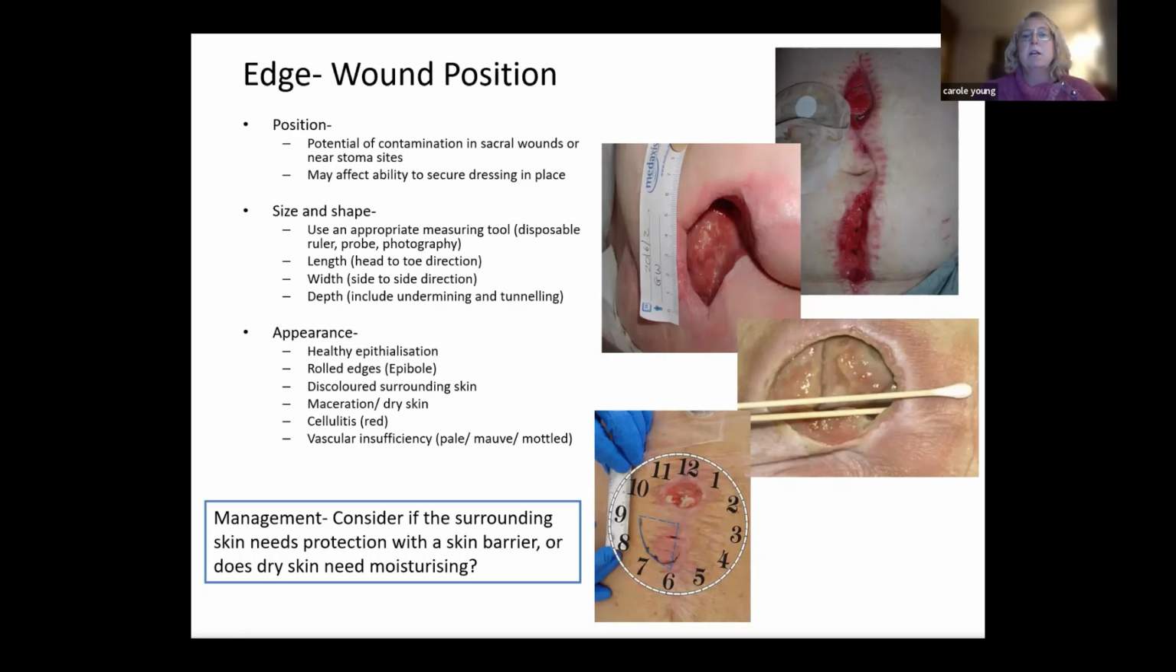Is there any discoloration to the surrounding skin? Any purple areas? Redness for spreading cellulitis? Or any signs that there's a vascular insufficiency, especially if it's a lower limb? Is it very pale, cold, mottled, mauve looking? That's going to be quite an emergency and need some additional help. Is there dry skin that needs moisturizing or maceration that needs maybe a skin barrier to protect it?